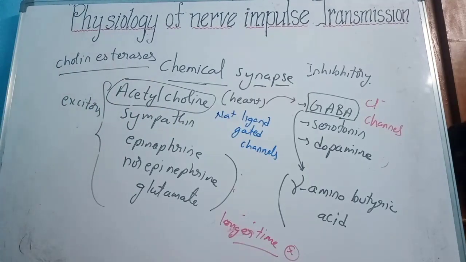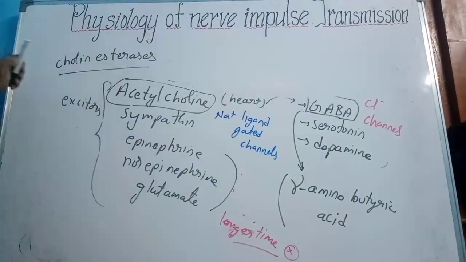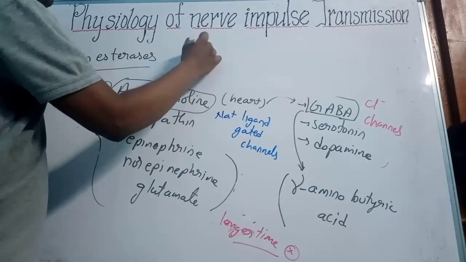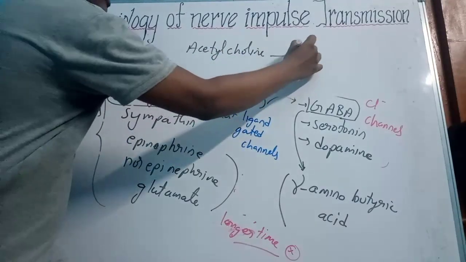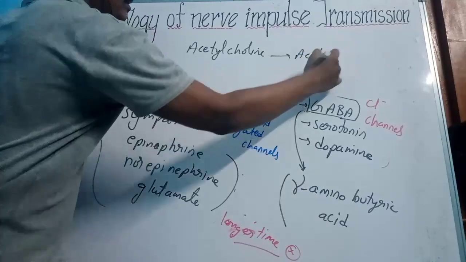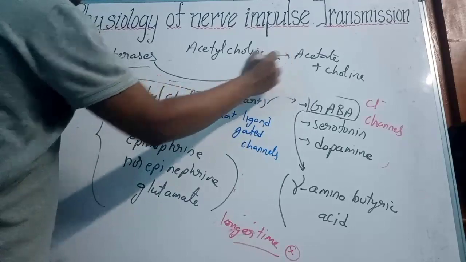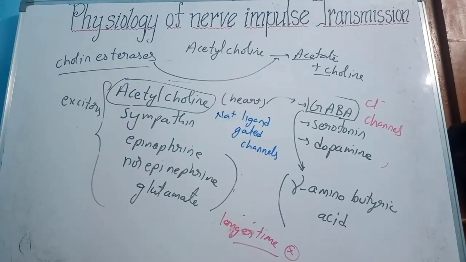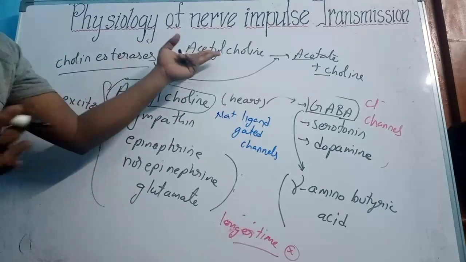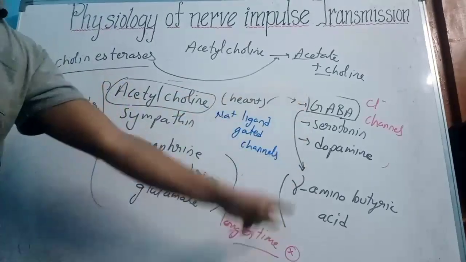I can write somewhere. I'll rub this out and write here. What will they do? They will cut this acetylcholine into acetate plus choline. Now this is waste. This cannot activate, or cannot do anything to the next ligand gated channels. That's a waste of time. If it's present in this form, that's zero. Like that, esterases can damage all these things.